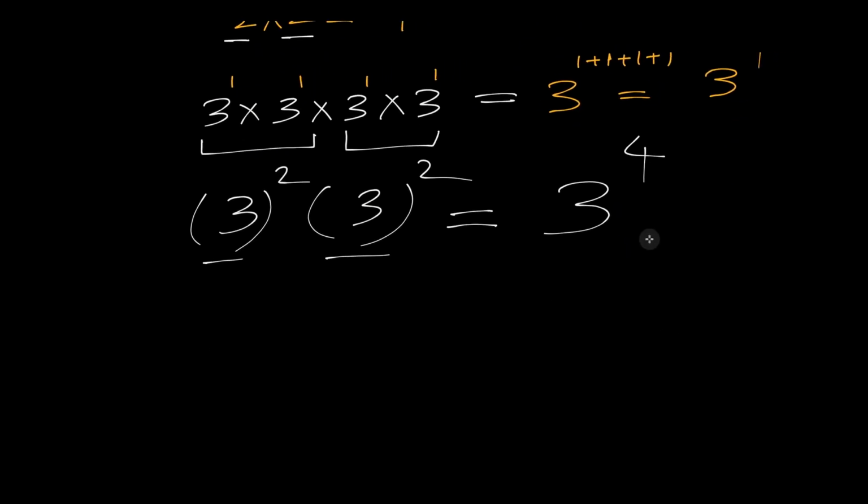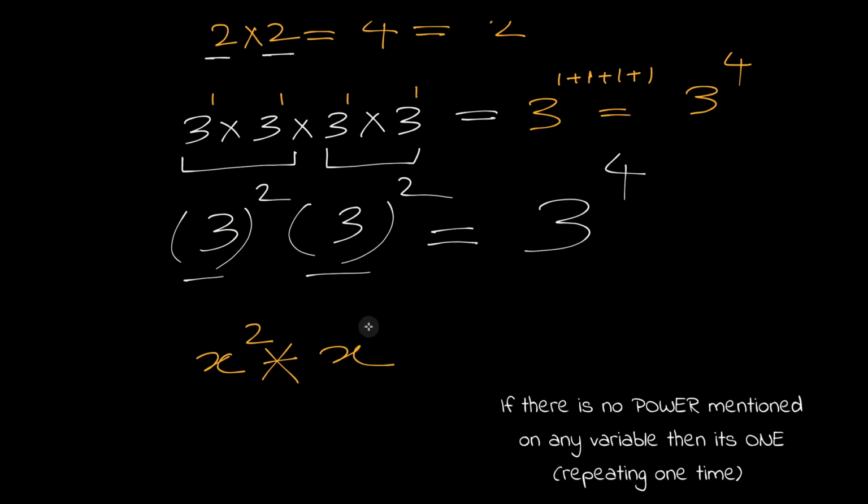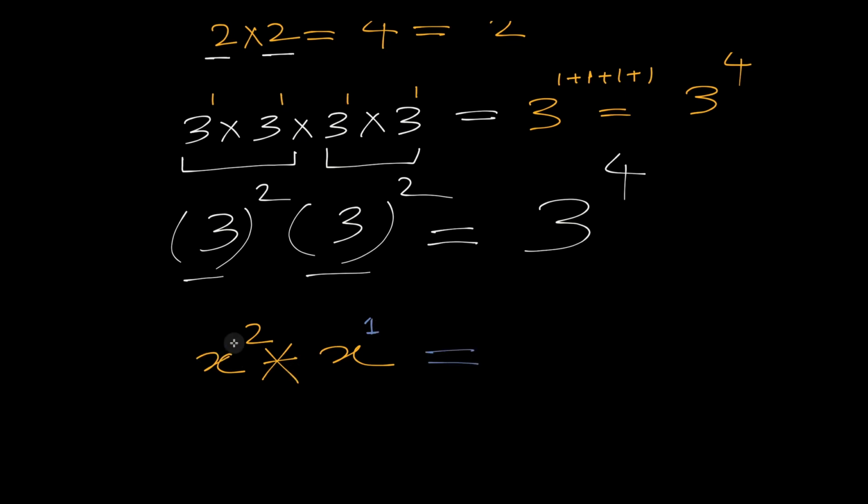Now we'll take one example from an arithmetic equation. Let's say it is x square into, this is a product, x. When we say x, what is the power of x? Actually the power of x is 1 here. Even if you don't write 1, it represents the same because x to the power of 1 is x. Now how we can solve is, here it is 2, here it is 1, so x to the power of 2 plus 1. So the answer is going to be x to the power of 3. This is how we can multiply the products.